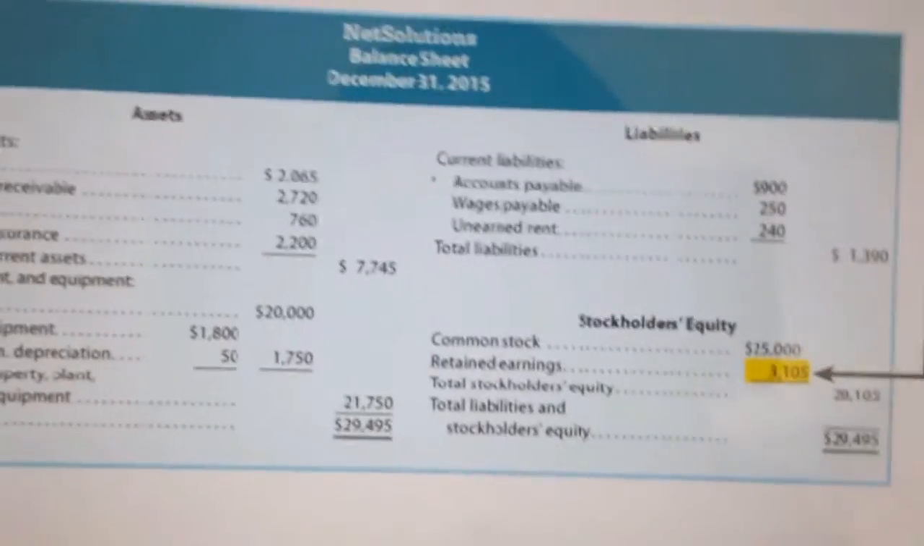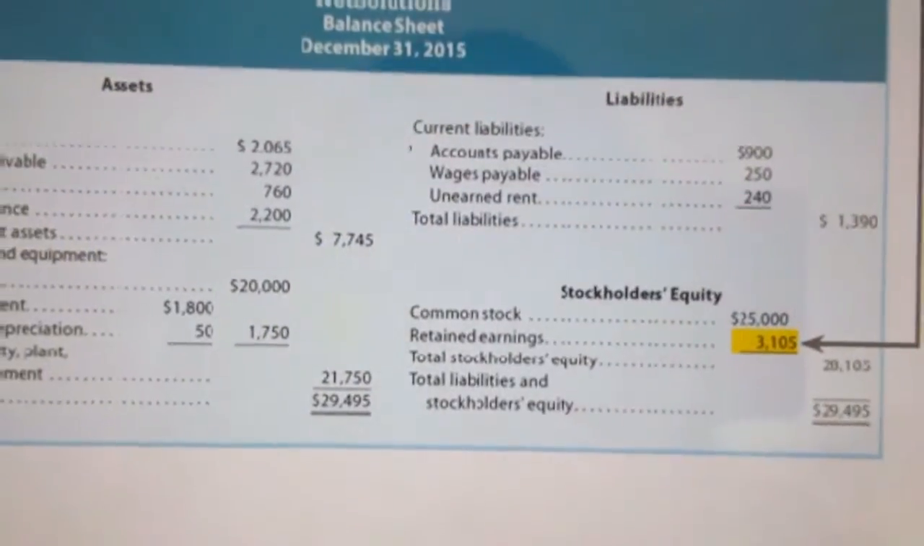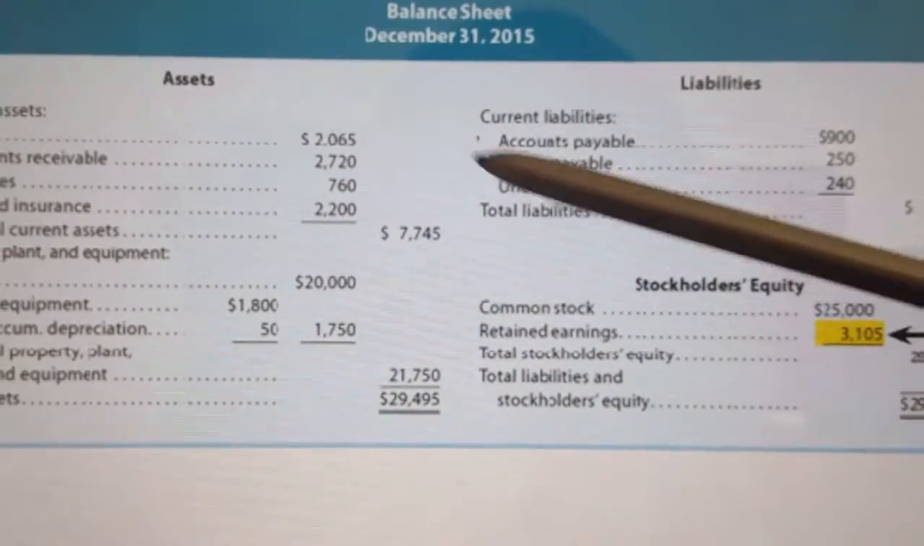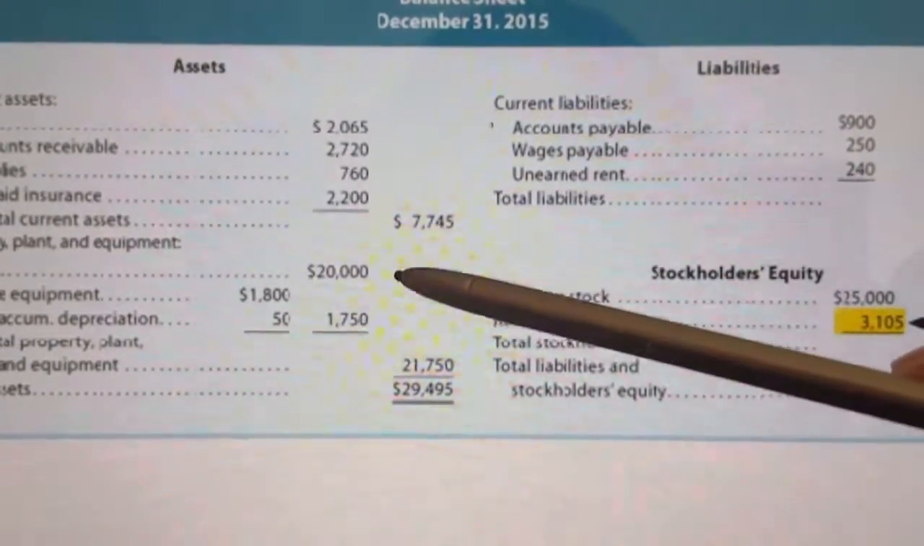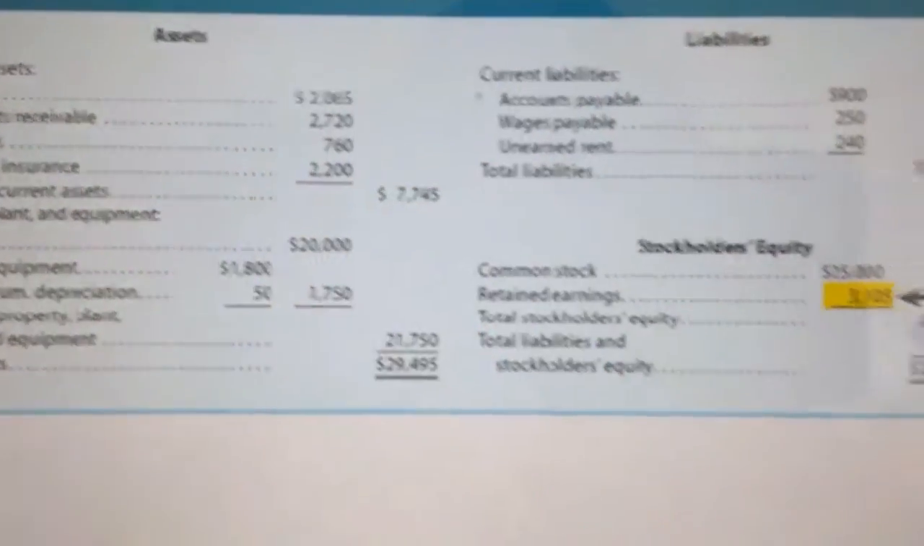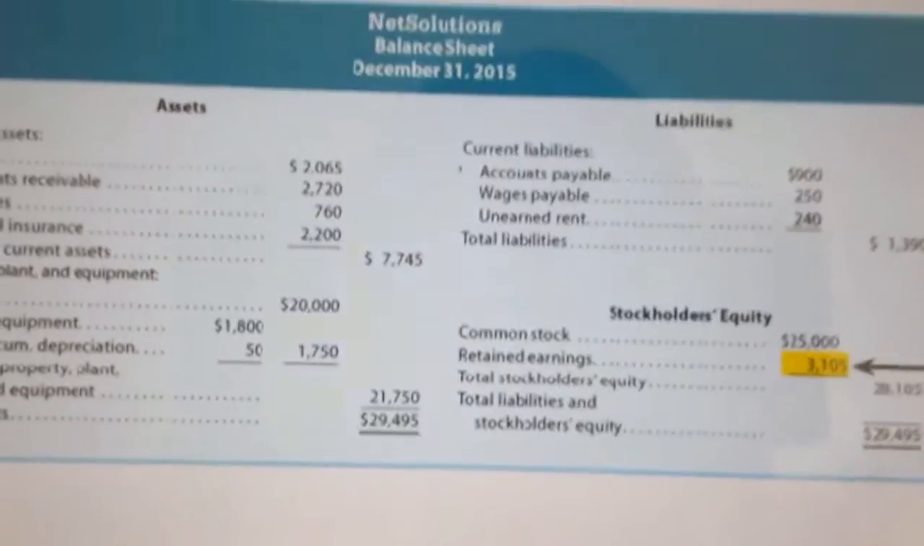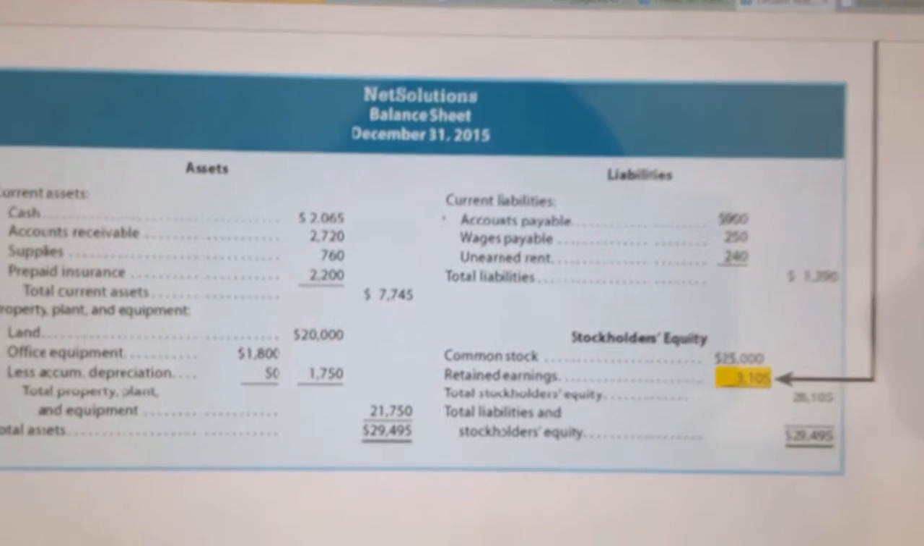Now, there's a couple of things I want to tell you before we wrap this up. Notice that we have dollar signs at the first and last number of every column, okay? Don't put dollar signs next to every number. They need to be along the first and last number of every column.